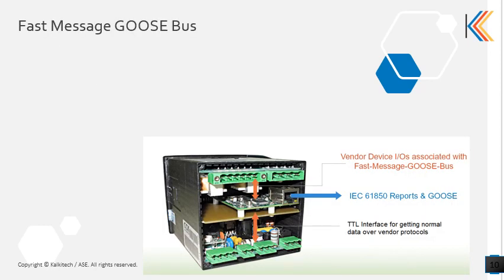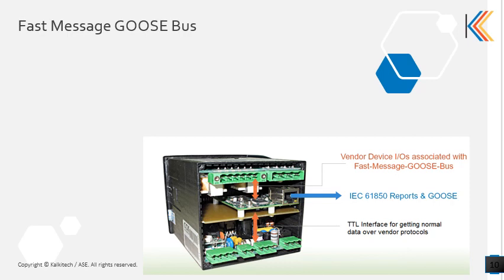Now moving on to the fast message GOOSE bus. Normally the signals are taken directly from the TTL port using Modbus or any other protocol, and this can be converted to 61850 as reports and sent out. But this is not suitable for the GOOSE timing requirement, because as per the standard it can go up to 3 to 4 milliseconds. But when you consider the application, at least a 10 millisecond range is needed for transferring the GOOSE messages.